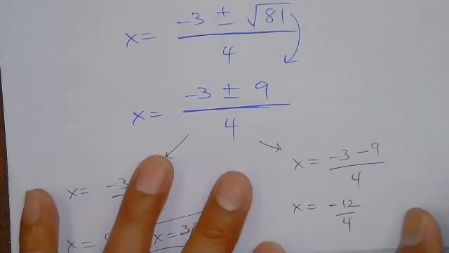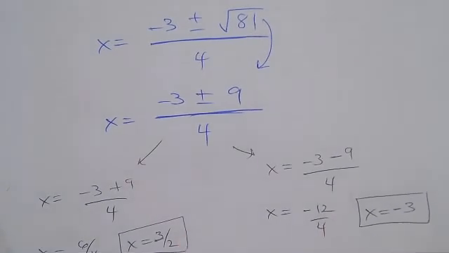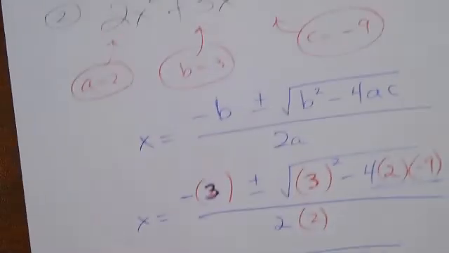And how about this one? This one you're going to get negative 12 over 4. Do you think you're going to see that answer when you check? No, because can't you divide 12 divided by 4? So really the answer is -3.